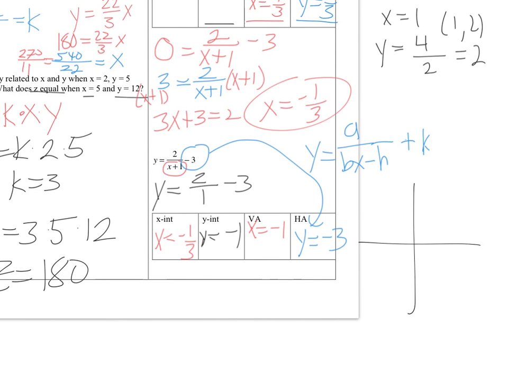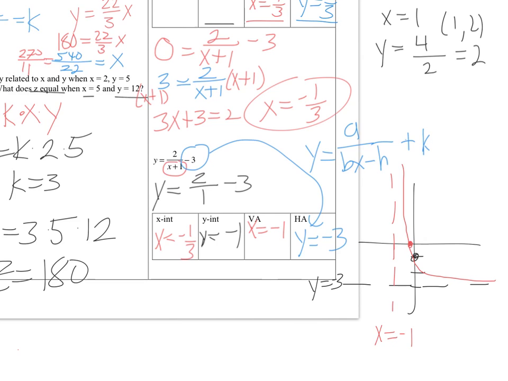Do this over here. We've got a y-intercept of -1. We've got a horizontal asymptote of -3. So that's y equals -3. We've got a vertical asymptote at x equals -1, and an x-intercept of -1/3. So that's going to be like right here. And that kind of makes sense for a curve that should look like this.